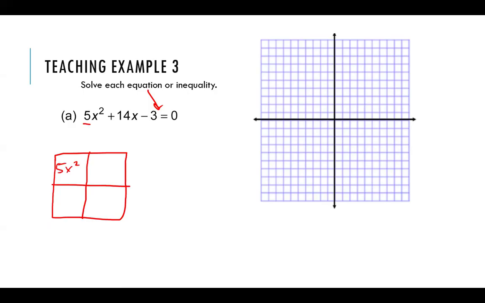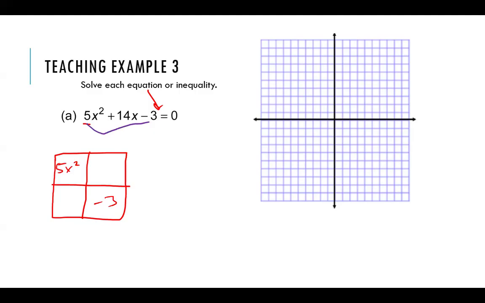And the bottom box is going to be your last term, and our last term is -3. Do we all agree? Okay, the middle is what's unique. Your middle comes from finding the factors of the product of your A and your C. So my A and my C currently is 5x squared and -3.